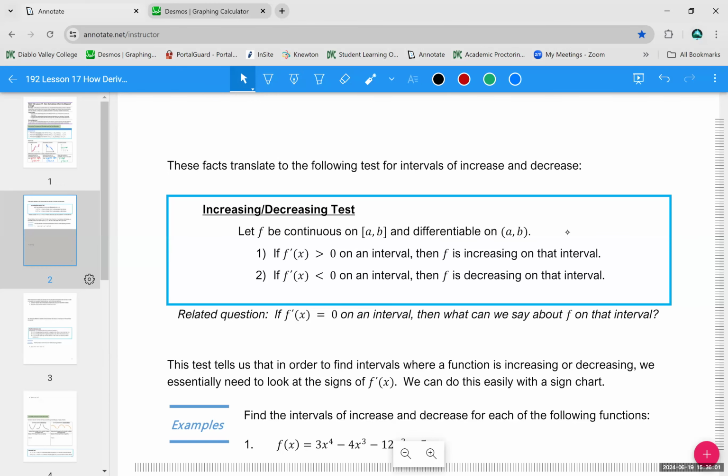Okay, so what that basically does is allow us to translate into a way to test. If we have an equation and we look at its derivative, we can tell the following. If the derivative is positive on some interval, then that means the original function is increasing on that interval. And if the derivative is less than zero, negative, on some interval, then the original function is decreasing. And if we did have some interval where the derivative was zero on an interval, then what can we say? We can say that f is constant on that interval.